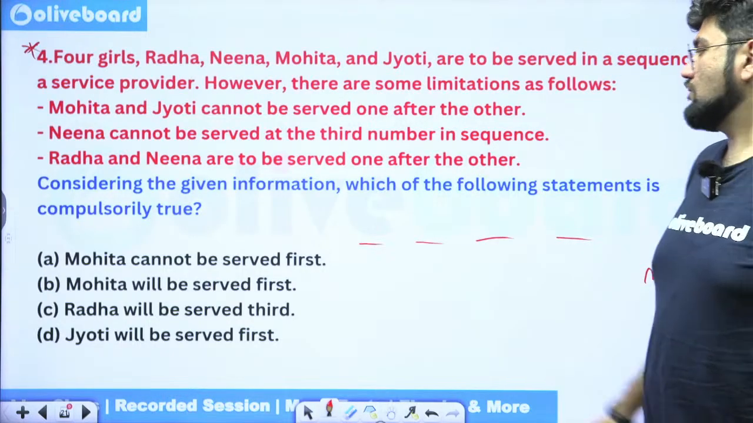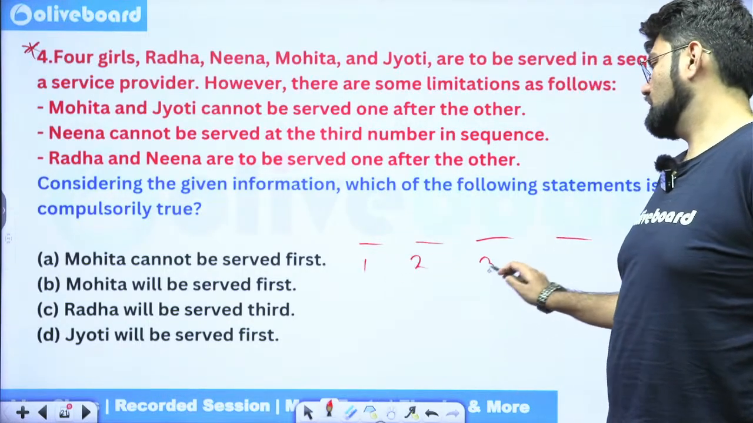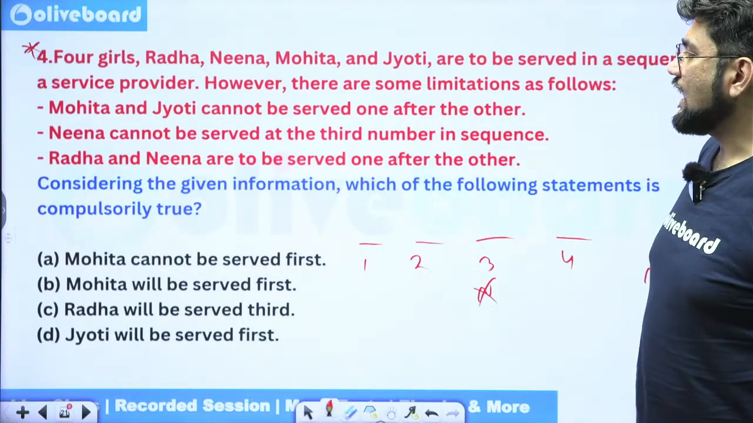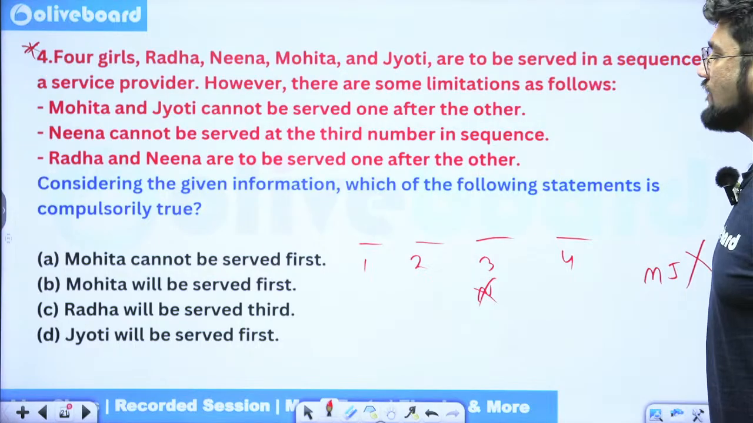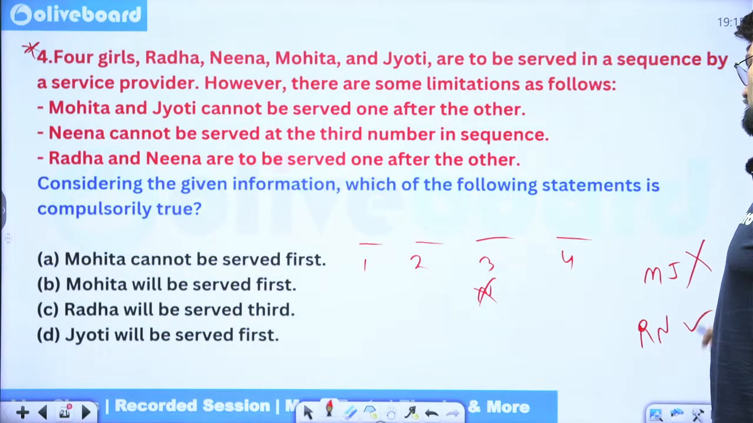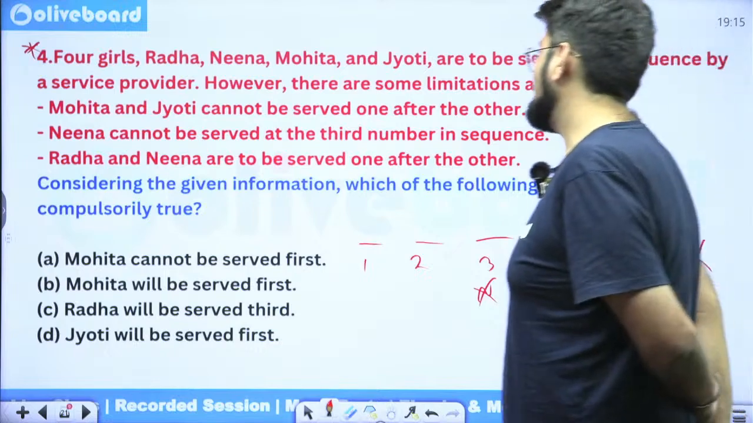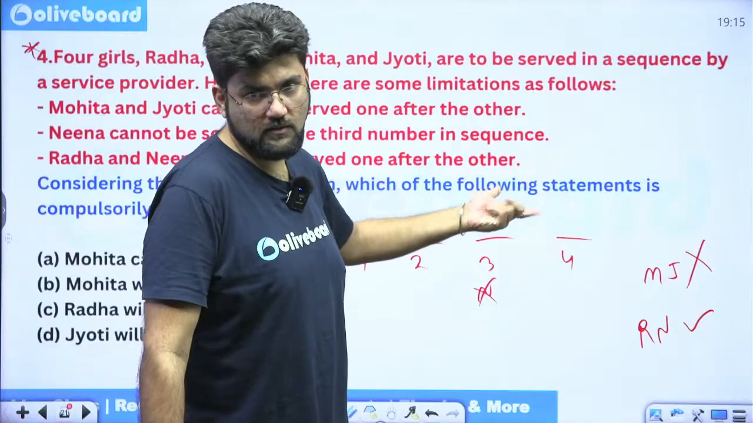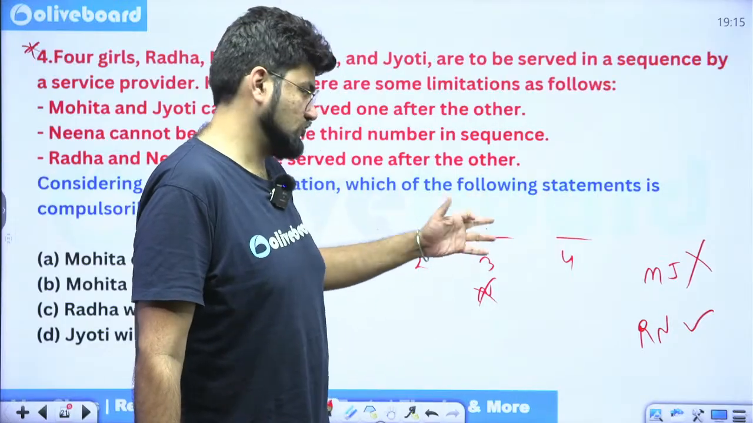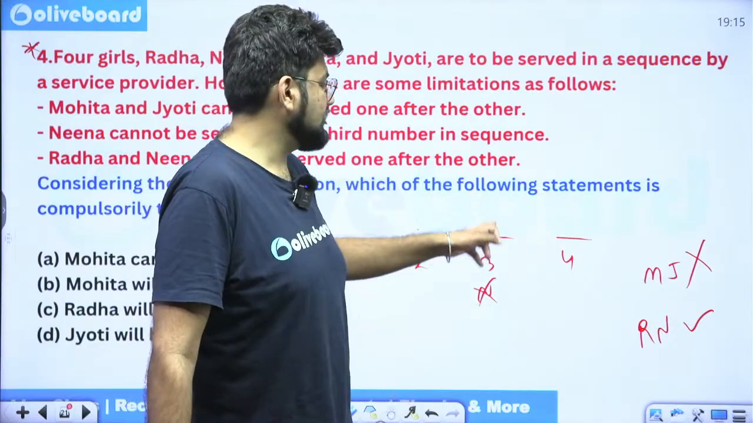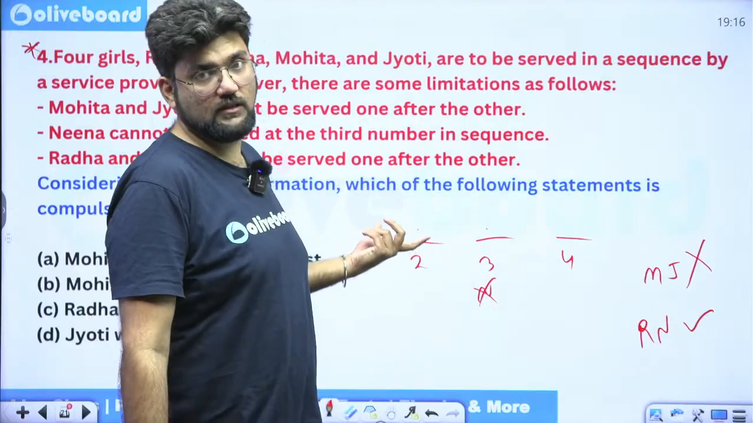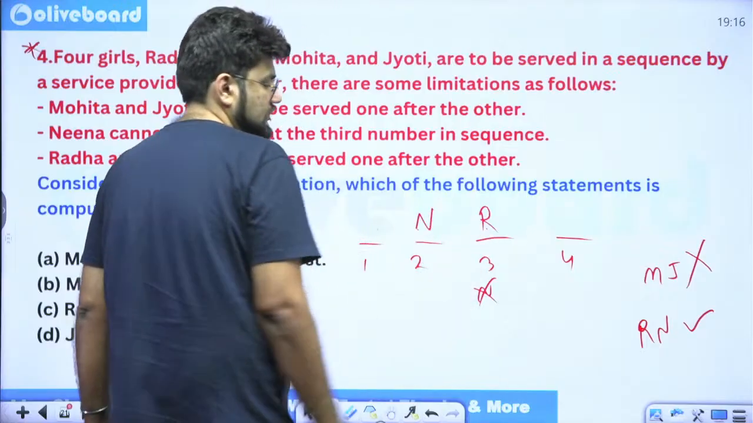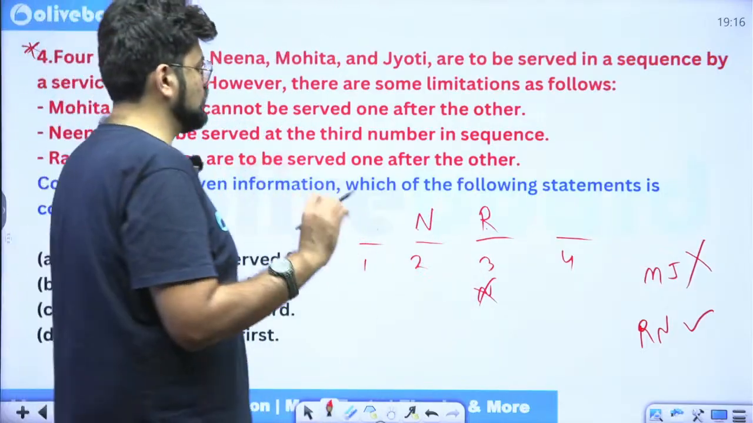Neena cannot be served as the third number. So if I start the sequence from here, Neena cannot be served here. Radha and Neena have to be served one after another. They have to be together. Now see, I can have Radha and Neena here, but that will make Mohita and Jyoti sit together. I can have Radha and Neena here, that's not possible because Neena is not allowed here. I can have Radha and Neena here, again that will make Mohita and Jyoti sit together. So there's only one possibility that Neena sits here and Radha sits here. That will separate Mohita and Jyoti also.